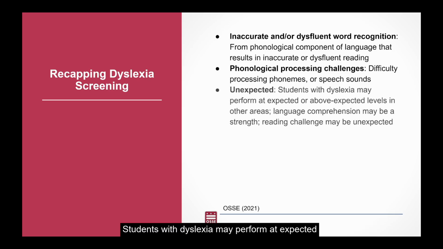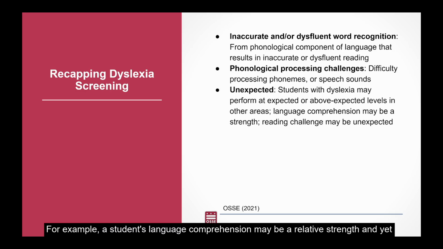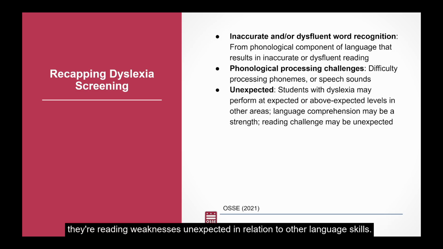Unexpected: students with dyslexia may perform at expected or above expected levels in other areas. For example, a student's language comprehension may be a relative strength, and yet their reading weakness is unexpected in relation to other language skills.